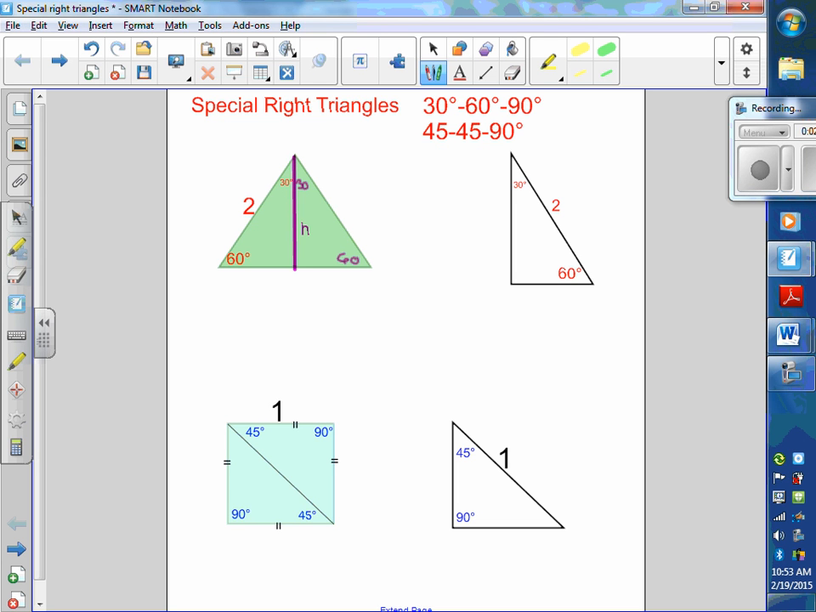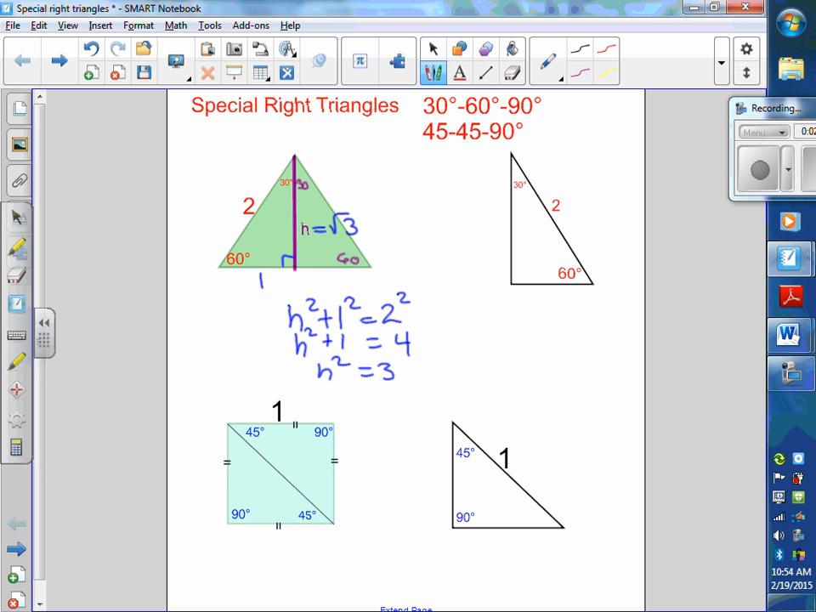So this segment intersects at a right angle, and then I heard Michael say cuts the base in half, so this is one unit, right? So you can find h with the Pythagorean theorem, because h squared plus 1 squared has to be equal to 2 squared. And so if I write that out the long way, yes, h squared is equal to 3, so h is the square root of 3. Okay?